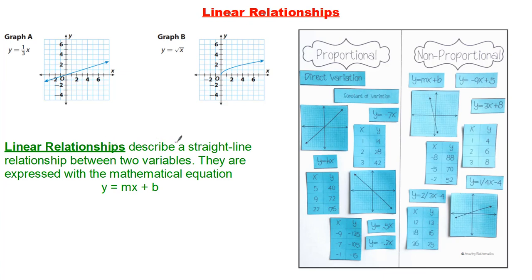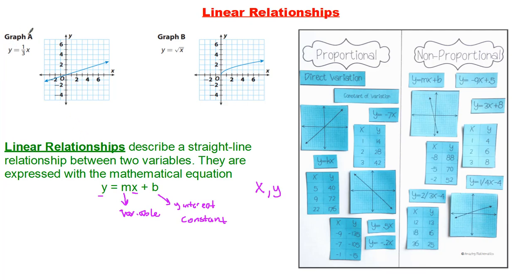Well, linear relationships describe a straight line relationship between two variables, right? Those variables are your x's and your y's, which will be right here. They are expressed with the mathematical equation y equals mx plus b. Now, of course, we're going to talk about this equation a lot more in depth, but as of now, all you have to do is remember that this right here is going to be our variable, otherwise known as our constant of proportionality, and this right here is going to be known as our y-intercept, or our constant.